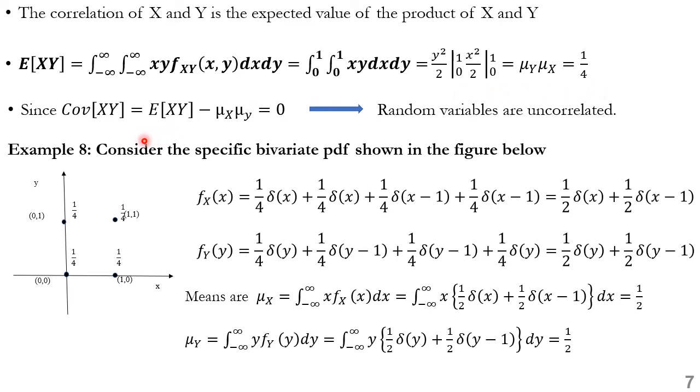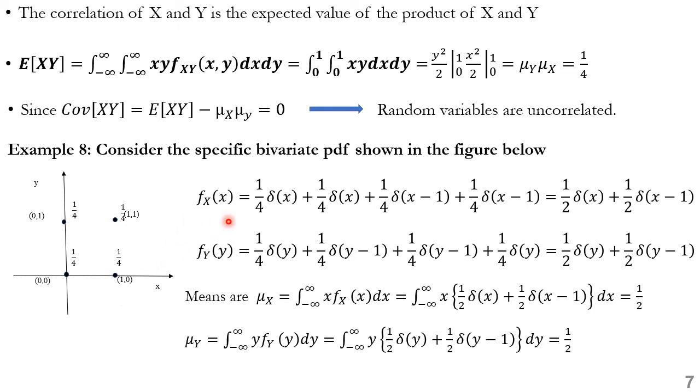Now we can observe that covariance of xy is equal to expectation of xy minus mu x mu y. But here expectation of xy is given by mu x mu y. So therefore they get cancelled out. It turns out to be 0. Since covariance of xy is equal to 0, we can say that the random variables are uncorrelated.